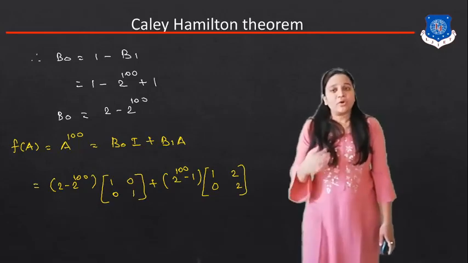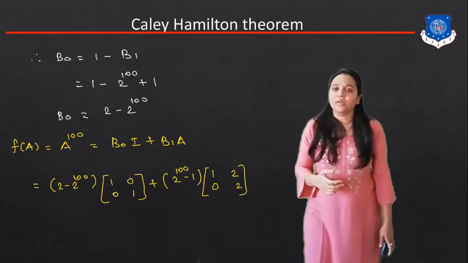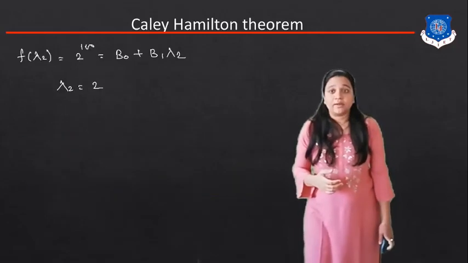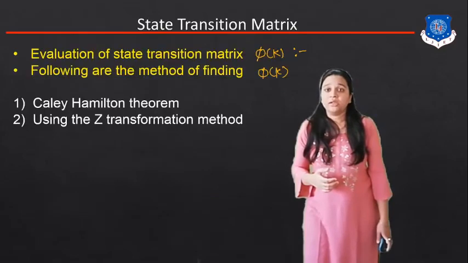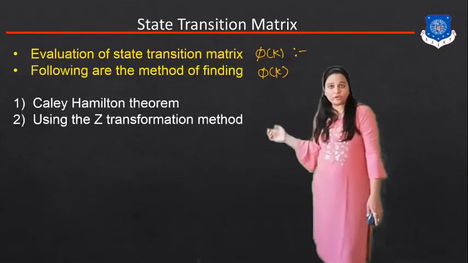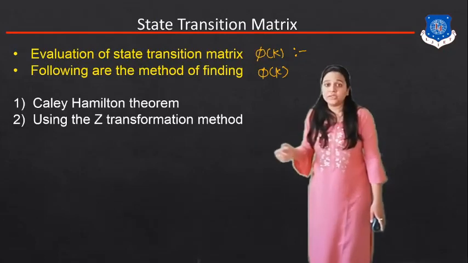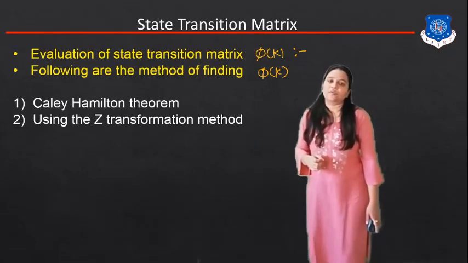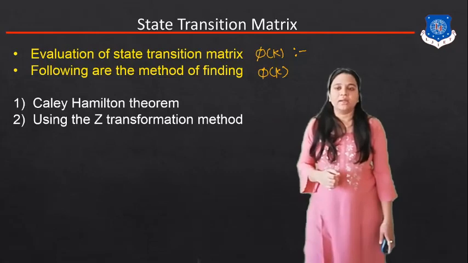Okay, so this is all about the Cayley-Hamilton theorem. In the next session, we will study another method, that is evolution of the state transition matrix using the Z transformation method. Okay, clear?